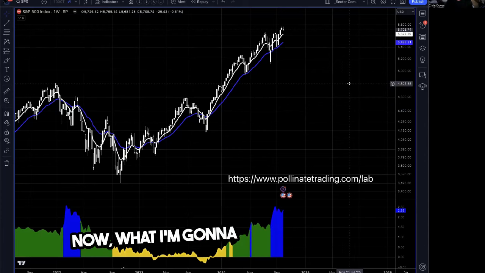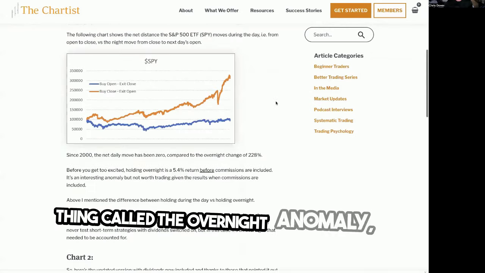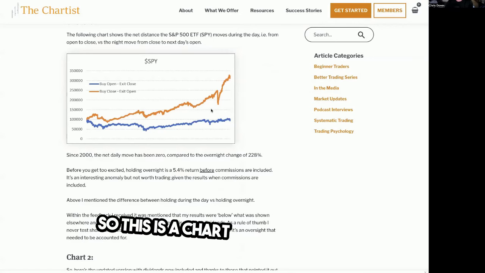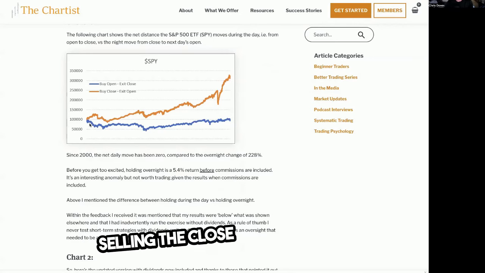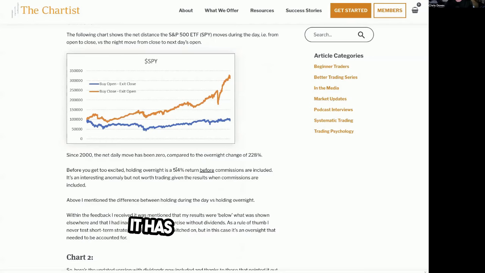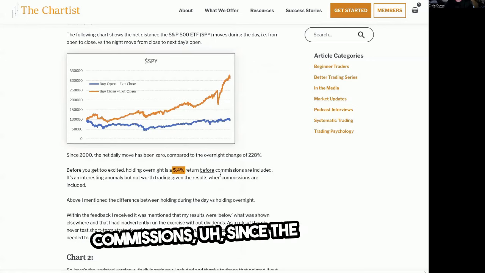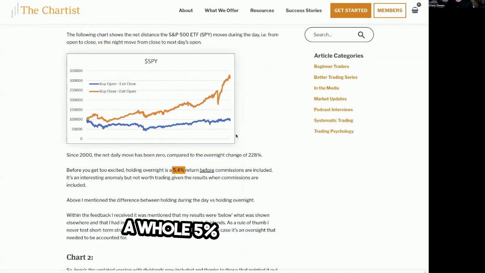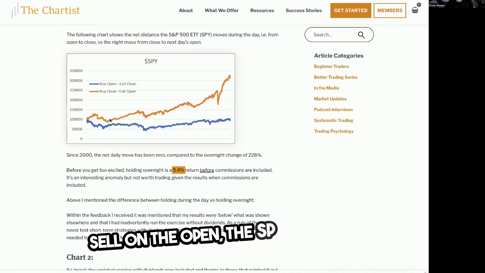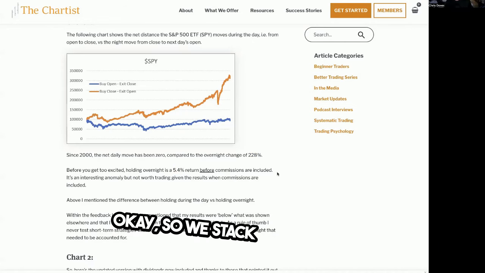Now, what I'm going to talk about here is this thing called the overnight anomaly, which is in the S&P 500 going back to the year 2000. So this is a chart of buying the open, selling the close on the S&P 500. That's this bottom dark blue line, probably kind of crappy. It has made 5.4% without commissions since the year 2000, a whole 5% by going long on the open, selling on the close. Conversely, if you go long on the close and you sell on the open, the S&P 500 is up 228%.